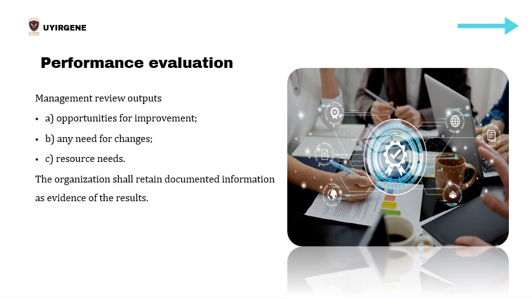The outputs of the management review shall include decisions and actions related to opportunities for improvement, any need for changes to the quality management system, resource needs. The organization shall retain documented information as evidence of the results of management reviews.